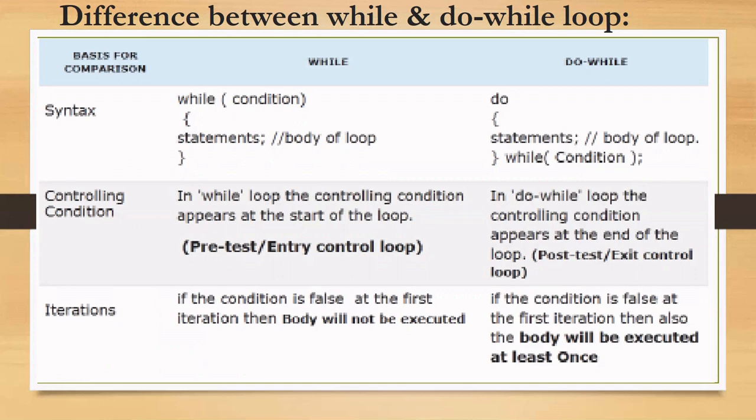Next is the controlling condition. In while, the controlling condition appears at the start of the loop. We call it a pre-test or entry controlled loop. Coming to do while, the control condition appears at the end of the loop. We call it post-test or exit controlled. Coming to iteration, if the condition is false at the first iteration, the body will not execute in while. It will not go inside the while loop. But in do while, even if the condition is false at the first iteration, the body will be executed at least once. This is a major difference between while and do while loops.